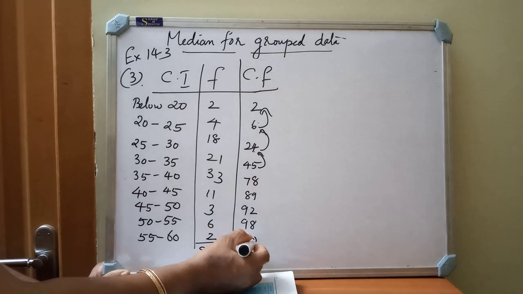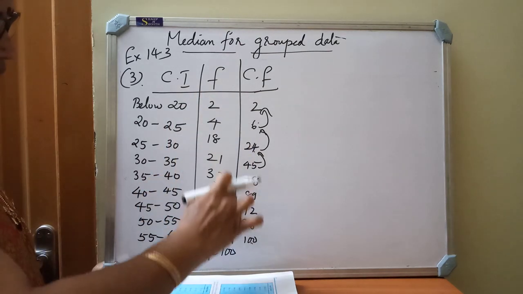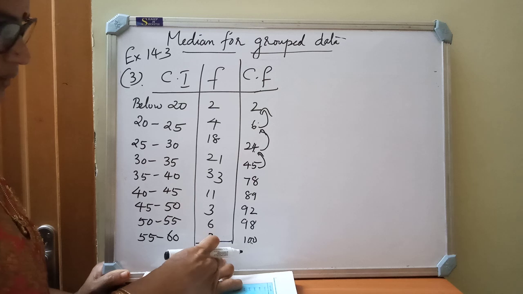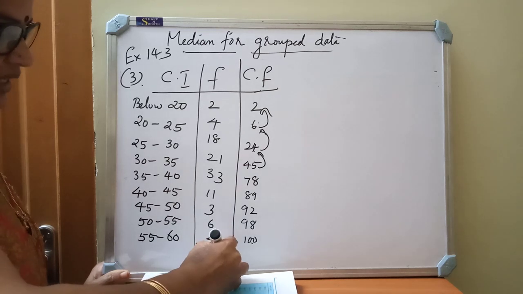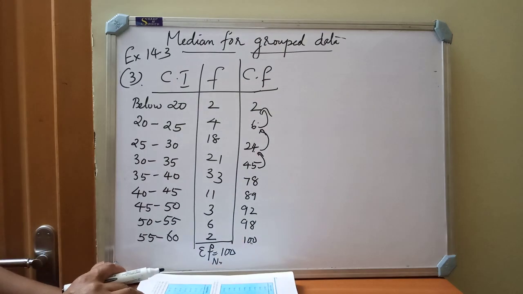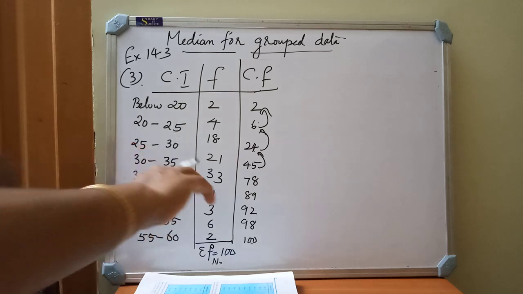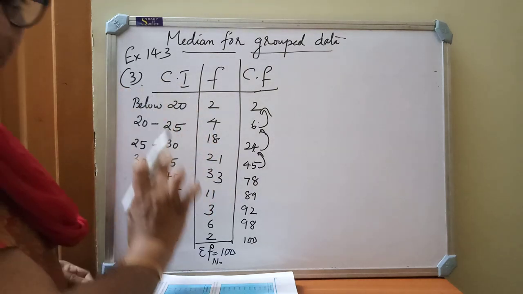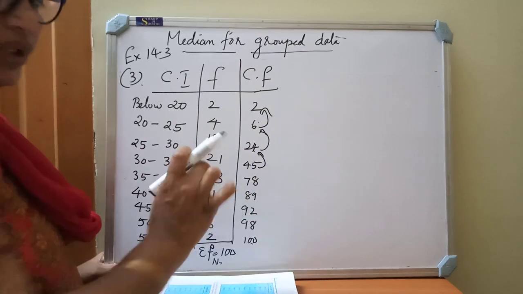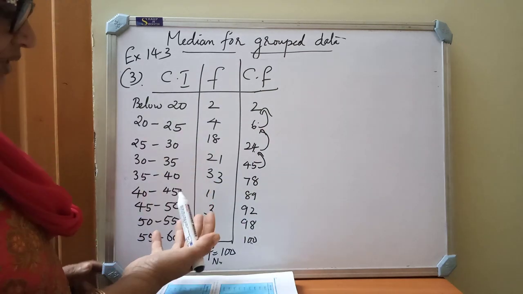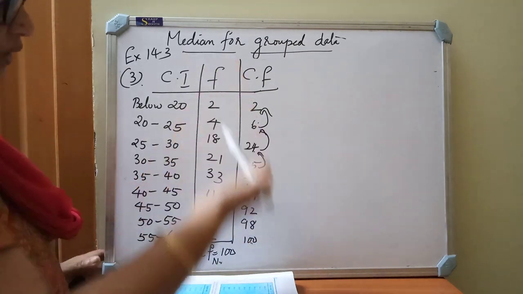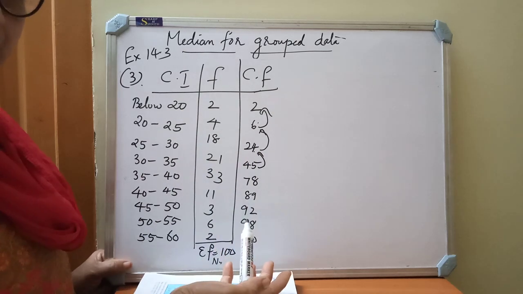Because cumulative frequency total is 100. So if you are adding the total, we will get sigma f, that is our n value, that we will get 100. Okay. So for this pattern of question, what you have to do? We have to write it in the class interval form and find out the frequencies first. So frequency we got, class interval and cumulative frequency is there. Then finding the median is very easy.